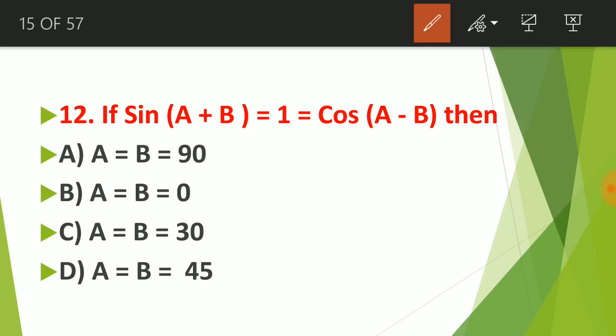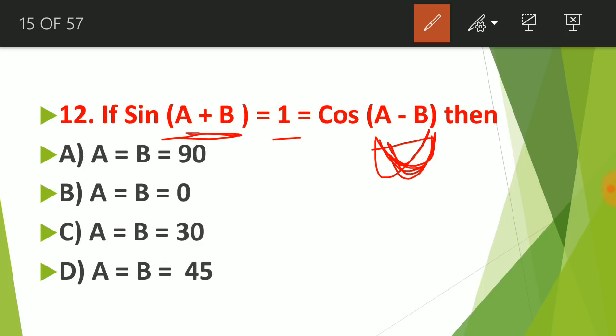In this question, sine (A plus B) is 1 and cos (A minus B) is also 1. So we know that sine 90 is equal to 1 and cos 0 is equal to 1. In order to get cos 0 here, A and B must be the same. That is in option choice A, option choice C and option choice D. All of them contain A and B the same.